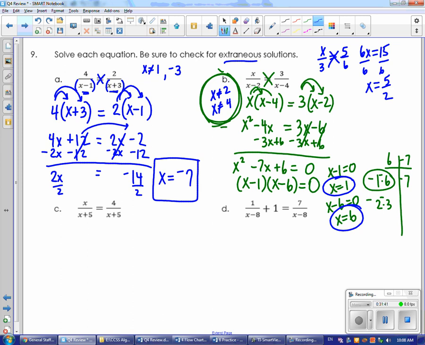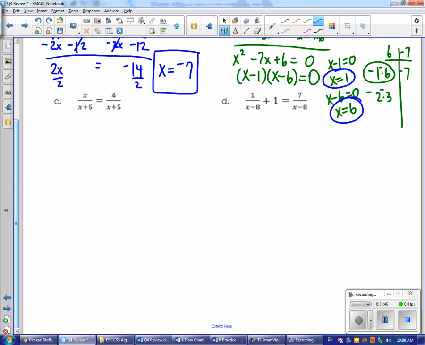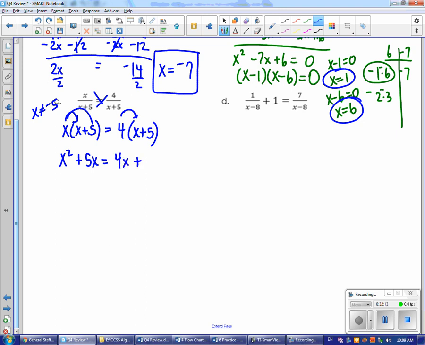It looks very, very similar to the first two. I'm going to cross multiply again. Actually, let's talk about what the domain is. Since I've got an x plus 5 in the denominator, I know my domain is that x cannot equal negative 5. That's going to be my vertical asymptote. So let's go ahead and cross multiply. I'm going to get x times x plus 5 is equal to 4 times x plus 5. I'm going to go ahead and distribute. So I get x squared plus 5x is equal to 4x plus 20.